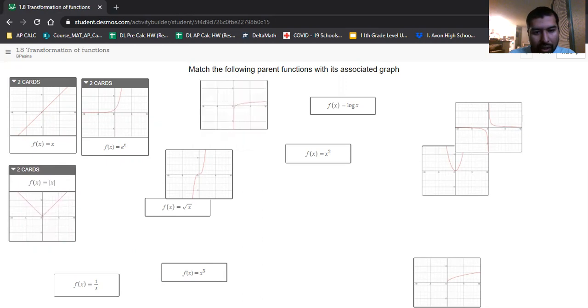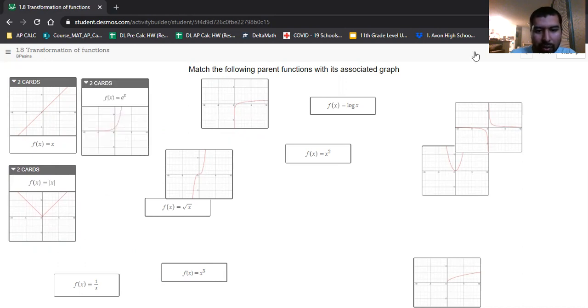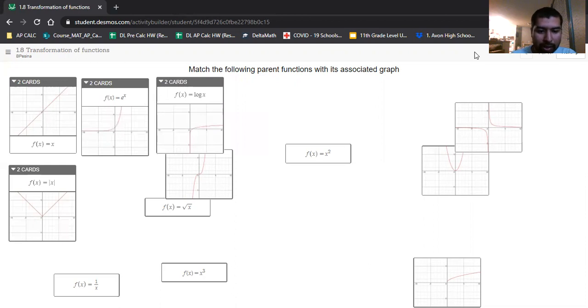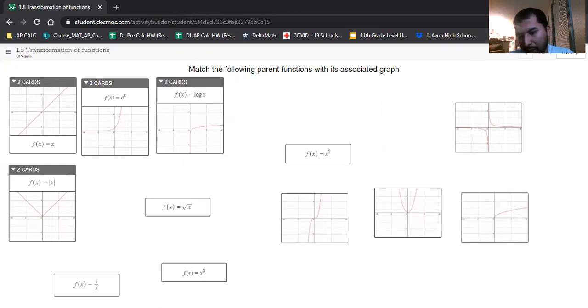This one right here looks almost like an exponential, right? Exponential is right here, but it's not quite the exponential. You can see that it is the inverse of an exponential, and hopefully you remember parent functions, that is a logarithmic function, the inverse of an exponential. Okay, so now I got this one, and I have these right here left over.